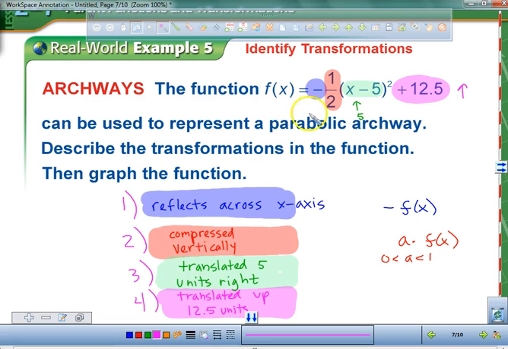Those are the 4 things that are happening in this graph. By the way, this is an example of something you might see on a quiz, where I give you an equation and ask you to give me the 4 transformations that are happening in the graph. All right? If you get all 4, you get 100. If you get 3 out of 4, you get a 75. 2 out of 4, you get a 50. 1 out of 4, you get 25. And if you don't get any of them right, then you earn a zero.